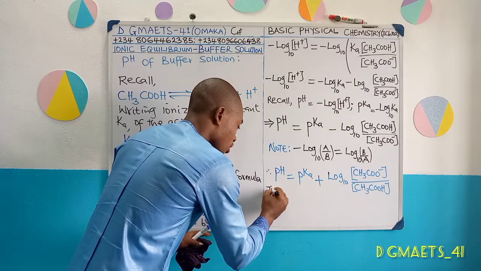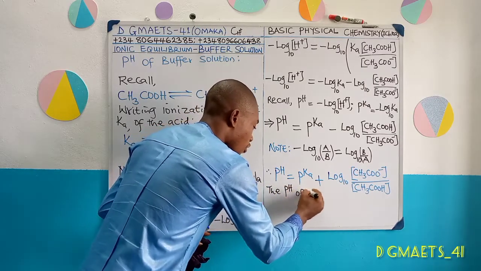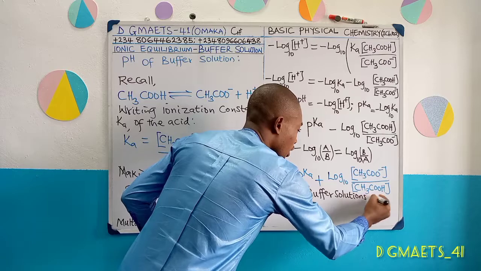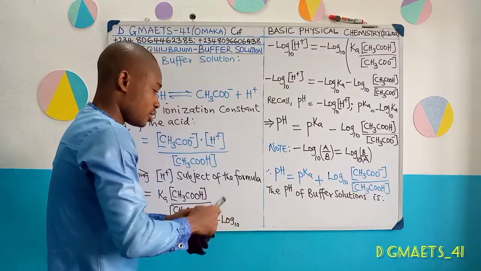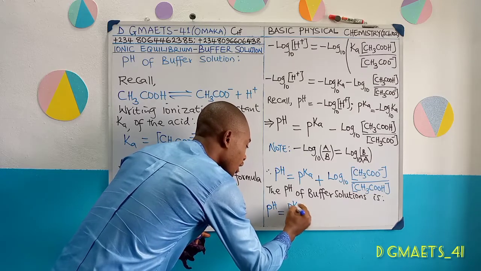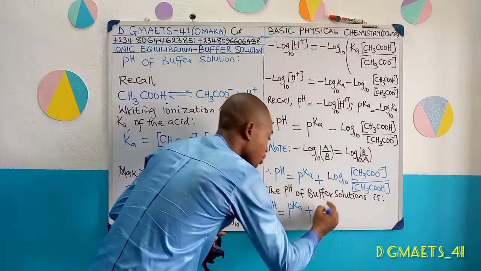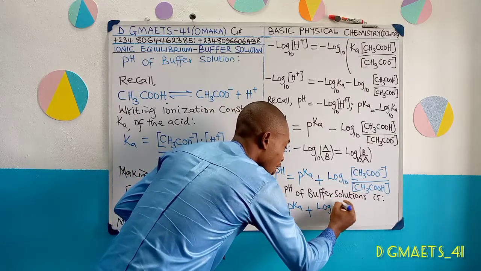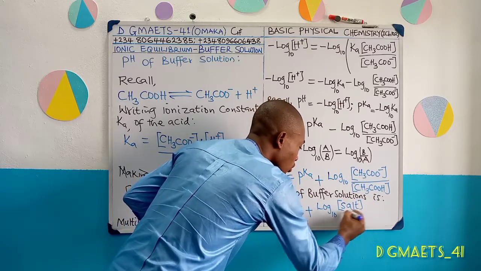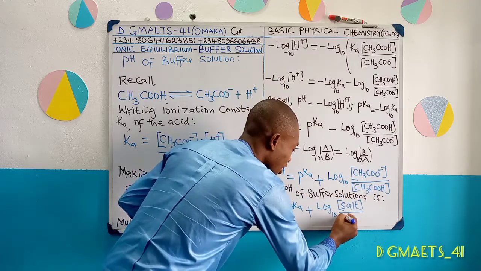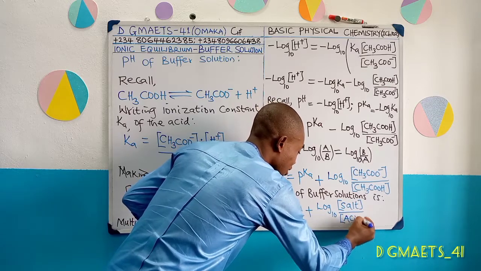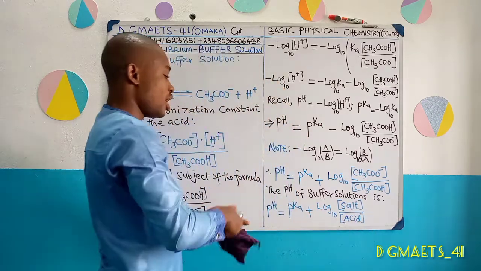Therefore, the pH of buffer solution is, you can say, pH equal to pKa plus log, come put base 10. The top now gonna be concentration of salt. I tell you say this ion dey give us salt. Come divide am by concentration of acid. Now this one na be the pH formula.